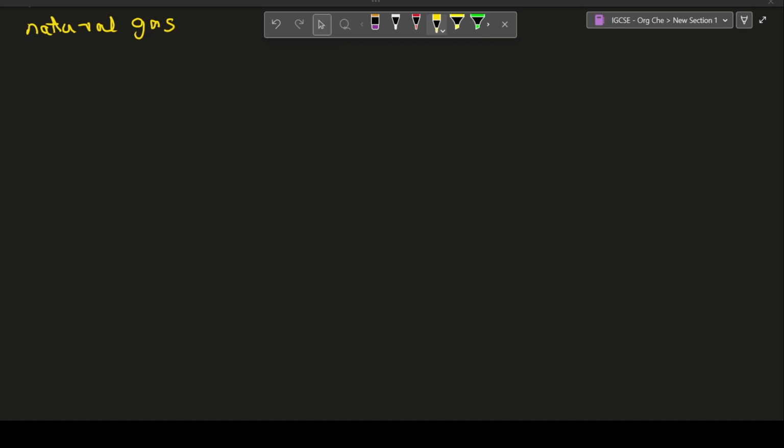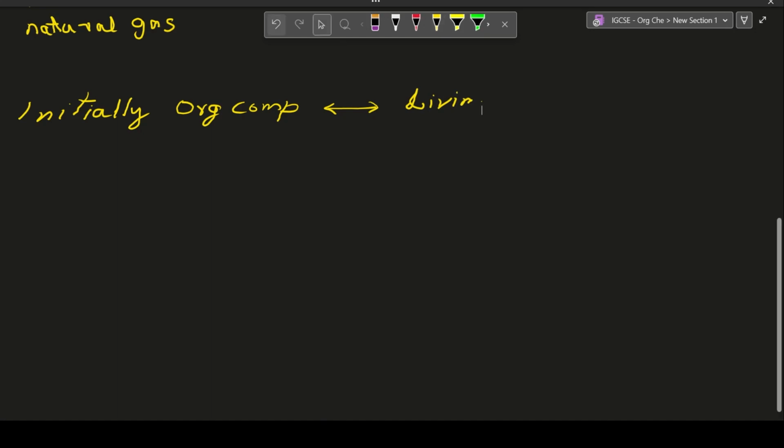Initially, it was believed that compounds coming from living things were organic compounds. Initially, organic compounds were compounds which were coming from living things. Any compound coming from living things was considered to be an organic compound. That was the initial thought. But now the definition has changed.